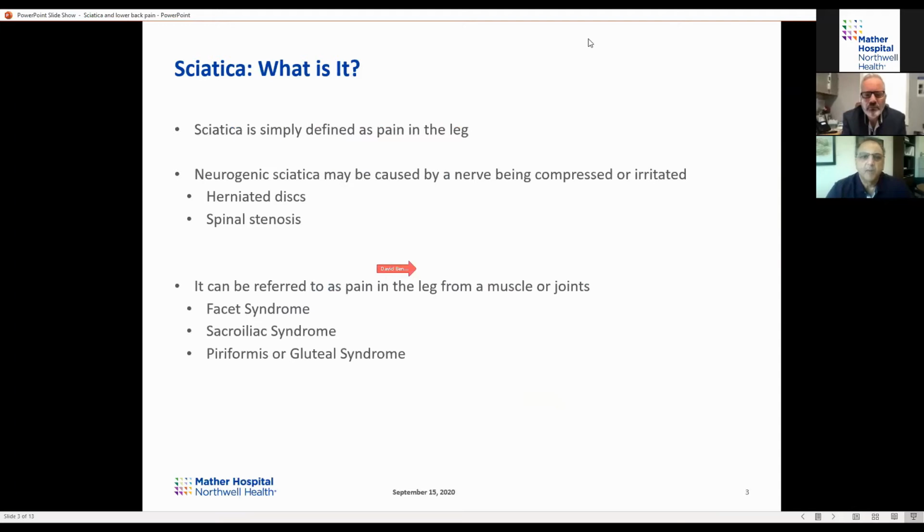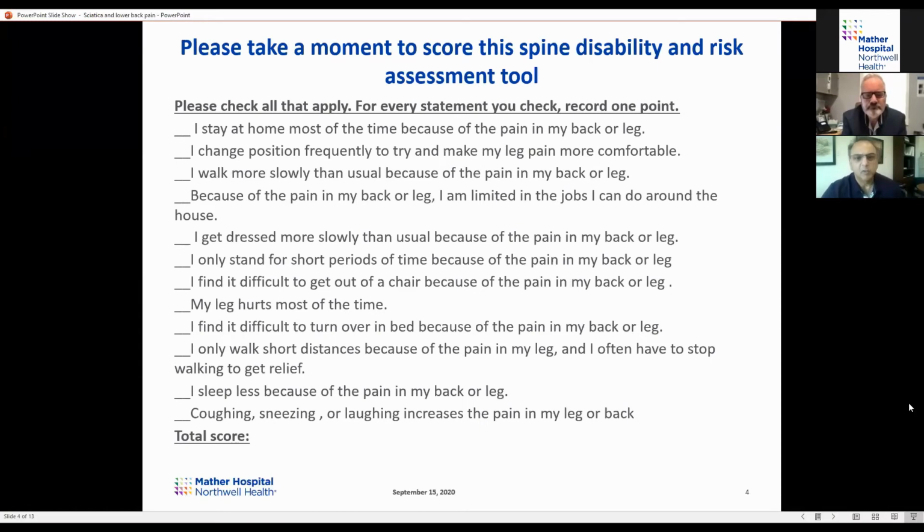So sciatica is simply pain in the leg, as I said before, and it can be caused by herniated discs. It can be caused by spinal stenosis, but that's not the only thing that can cause pain to go down the leg. There are other reasons for pain in the leg as well, and they can be coming from the joints, which we call facet syndrome. The facets are the joints of the lower back. Sacroiliac syndrome, which is in the pelvis, can cause pain in the buttock or leg, and even muscle problems such as the muscle deep inside the buttock area called the piriformis muscle, which is commonly seen in runners, can actually pinch the sciatic nerve and create what we call a pseudosciatica, but nonetheless, it still causes pain in the leg. Next.